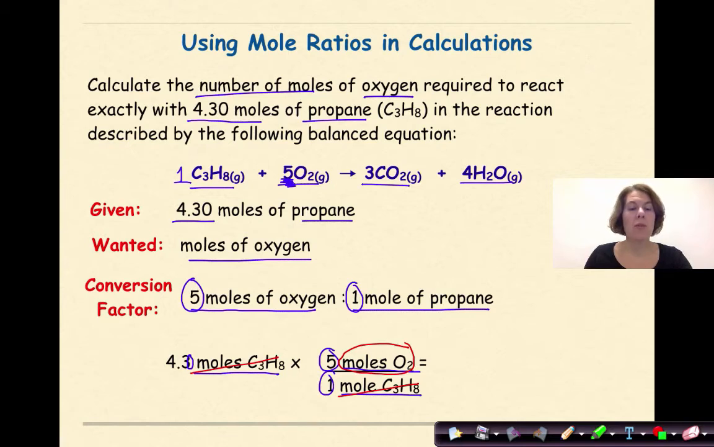Then I do 4.30 times 5 divided by 1, and my final answer will be 21.5 moles of O2. So I start with 3 significant figures, and I end with 3 significant figures. Let's do one more practice problem.